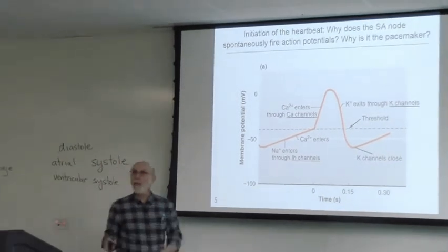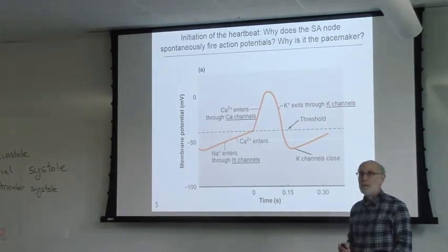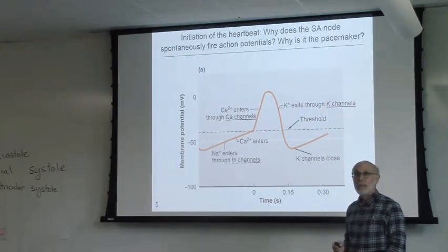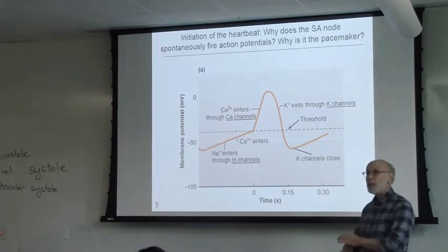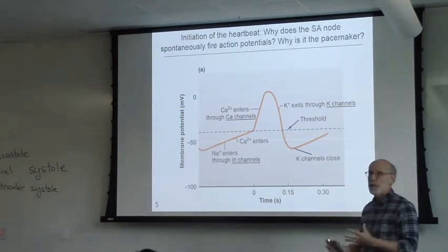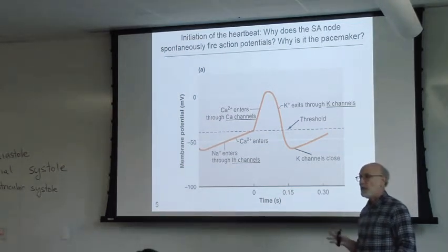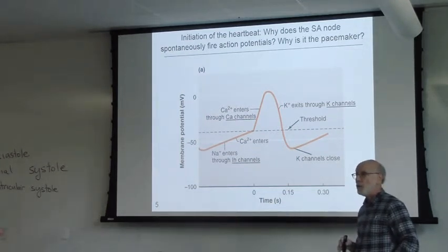Now I need to build on the knowledge that you have from self-phys about action potentials. This action potential in the AV node is different from the action potentials that you're going to see in the rest of the heart and from the nerve that you learned about in self-phys.